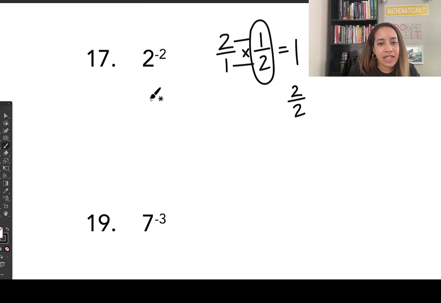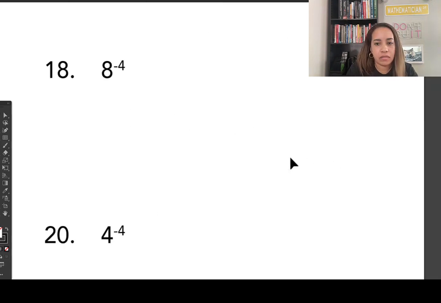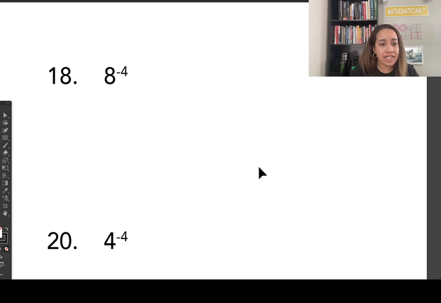We always need to end up with an answer that has a 1 up top. So I'm thinking about my 1/2, and then I change from a negative 2 in the denominator to a positive 2. So my final answer is 1 over 2 squared. We'll try another one. Let's try out number 18.